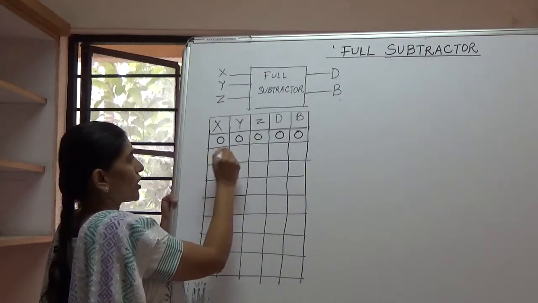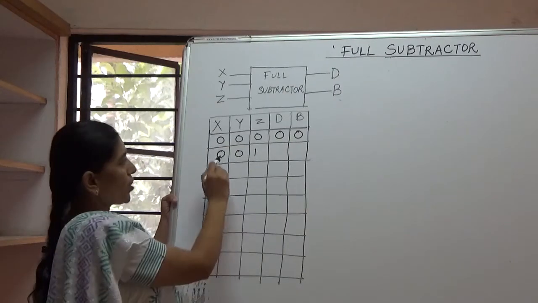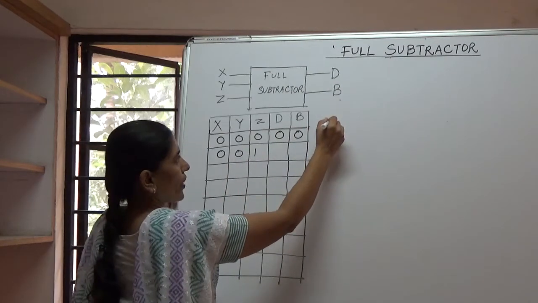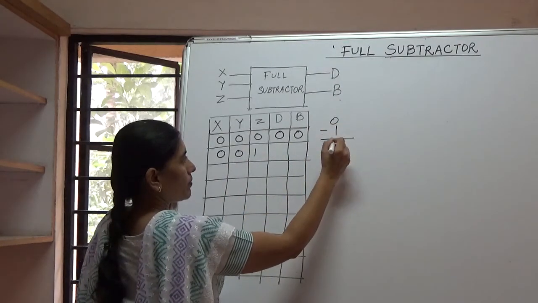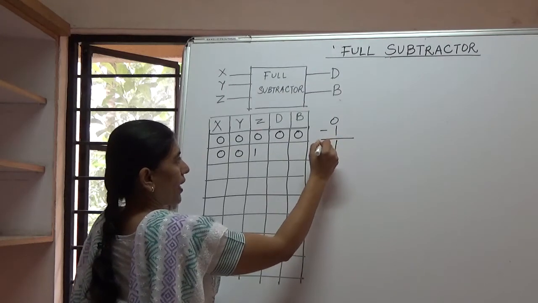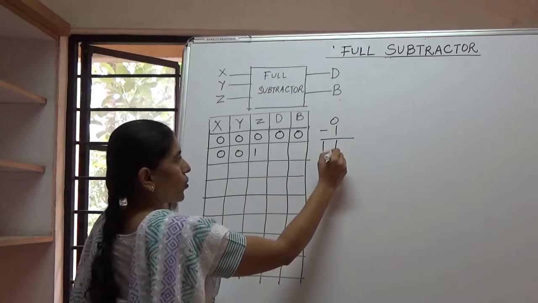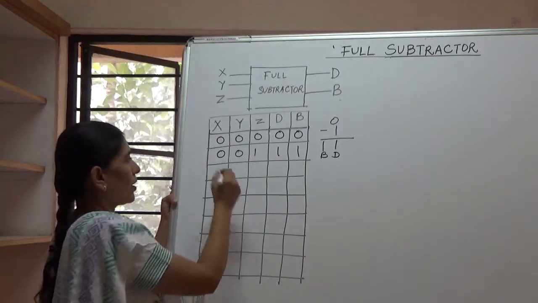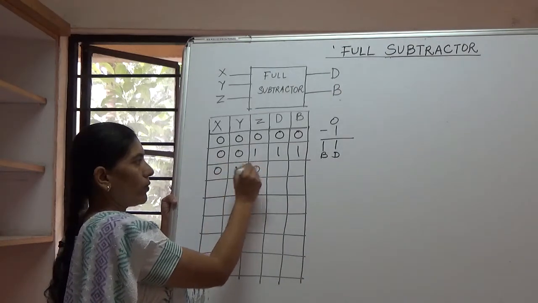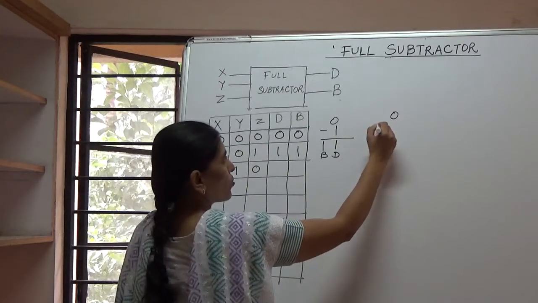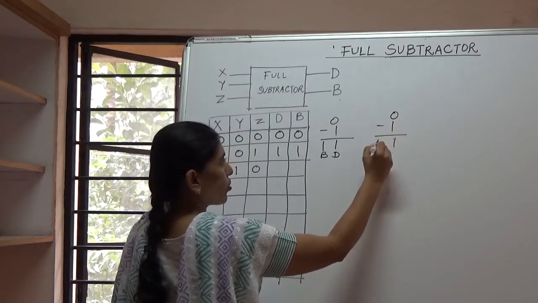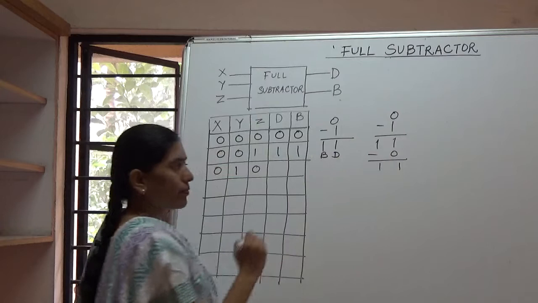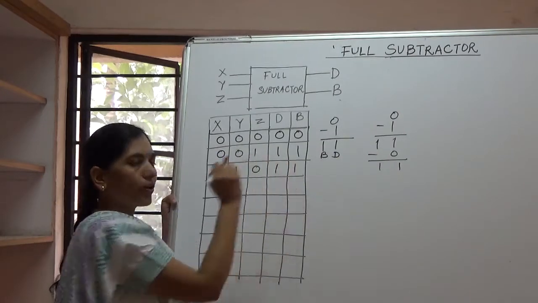The next combination is 0, 0, 1. So 0 minus 0 is a 0 and then we subtract a 1 from the 0. So we have seen that 0 minus 1, the difference is 1 and the borrow bit is also 1. So D and B both are 1, 1. The next combination is 0, 1, 0. So 0 minus 1, again difference is 1, borrow is 1. Subtracting next 0 keeps the earlier outputs the same, that is both D and B 1, 1.